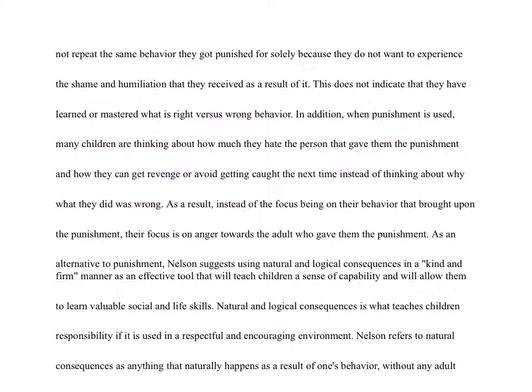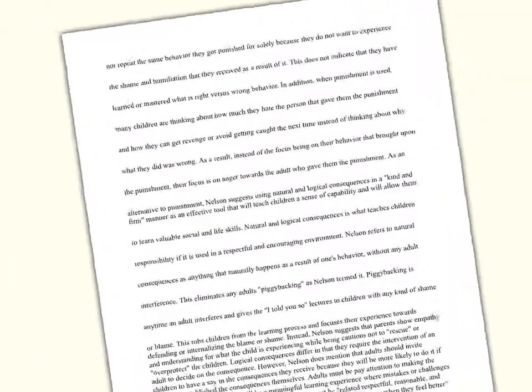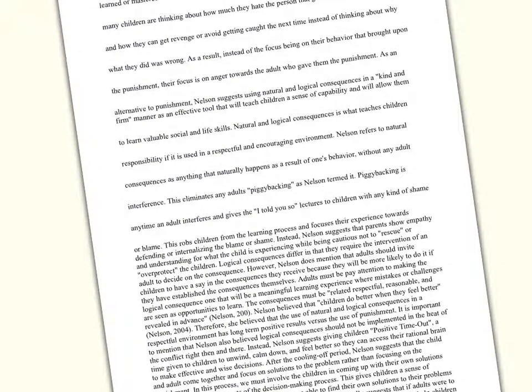To the second page here, let's see. Over here, I noticed something that was helpful is, this student right here was crafting this author's argument, sort of interpretation of their argument. So Nelson refers to natural consequences as anything that naturally happens as a result of one's behavior without any adult interference. Okay, so this is, again, helpful definition, so that's good.